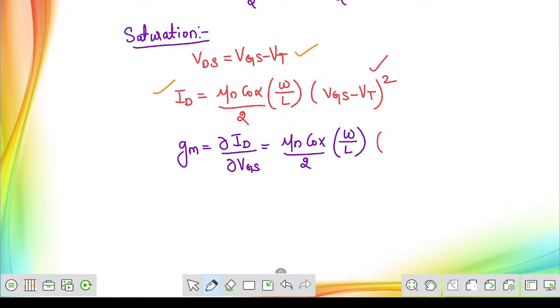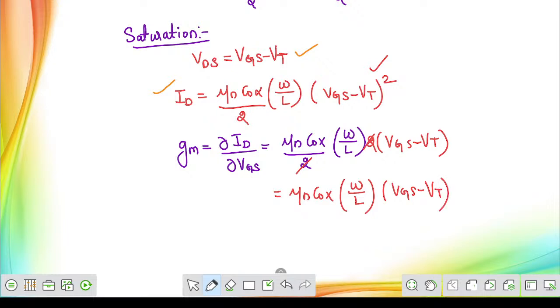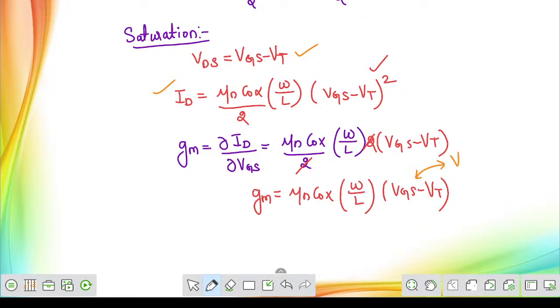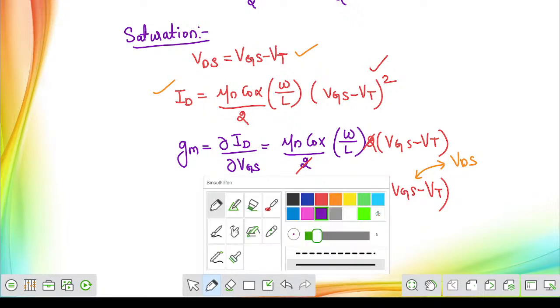If you differentiate VGS minus VT whole square, this becomes 2 times VGS minus VT. Here the 2 will cancel. So the formula becomes mu n C ox W by L into VGS minus VT, which is the formula to obtain the value of transconductance in the saturation region. Now you can cross examine. It is almost similar to the previous one, but what is different is that here you can replace VGS minus VT with VDS. In the triode region that is not the case, and you will have to calculate VDS separately.